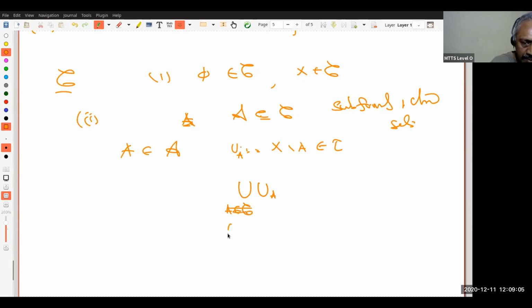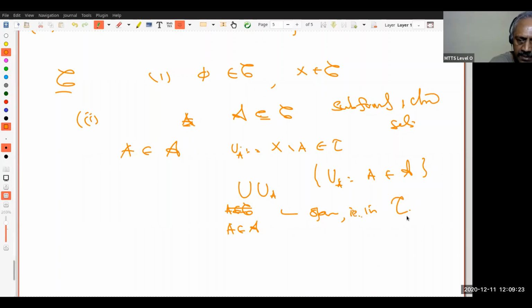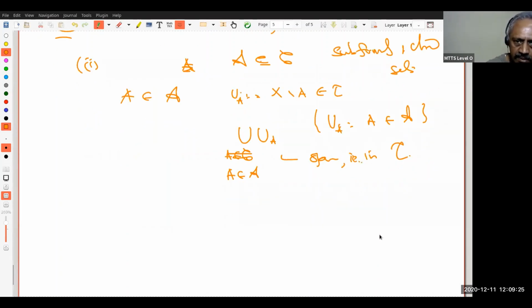Oh, sorry. A varies over script A now. See, this is a family U_A and it is indexed by the indexing script A. You follow that? What do I know about this? This is open. That is, it is in tau, in the topology. Right? But I am not interested in this. I am interested in the complement of U_A.